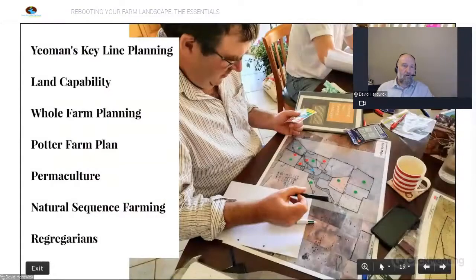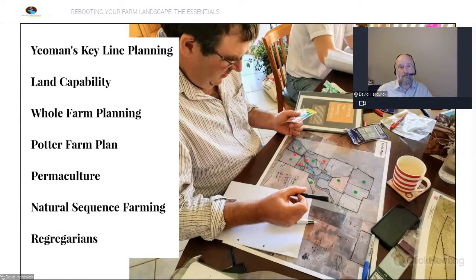Now in Australia, over the many decades since before the Second World War really, but particularly from around the time of the Second World War, we've had some really important design approaches or planning approaches to rural landscapes, and I'm just listing the main ones there, and I apologize if I've forgotten any. You've got Yeomans' Keyline planning, which some of you may have heard of, which was a really important approach that P.A. Yeomans developed in the 1940s.